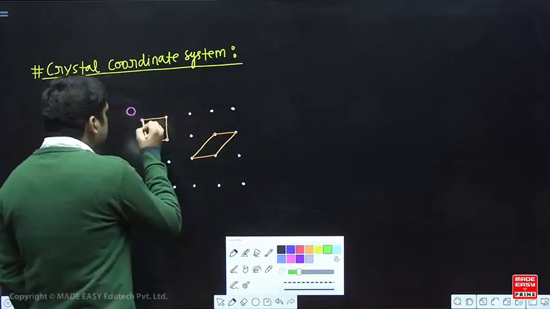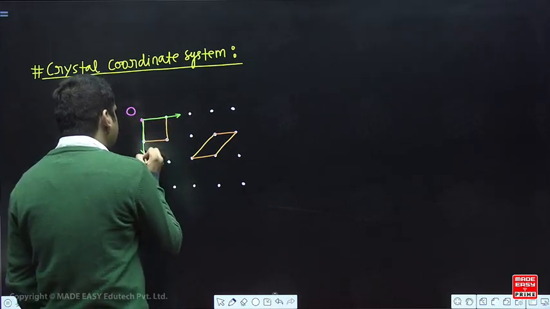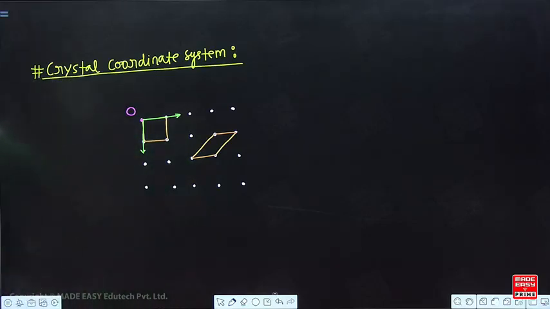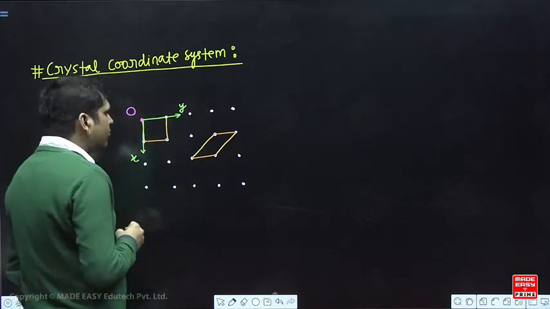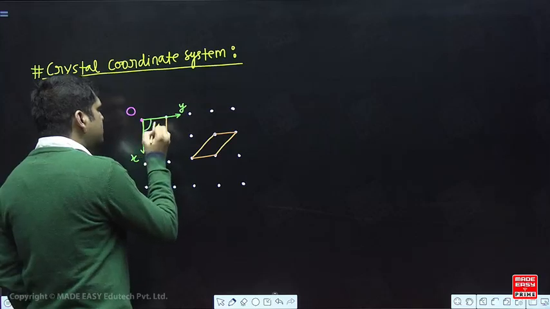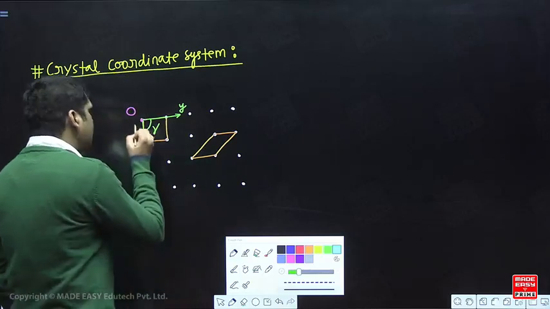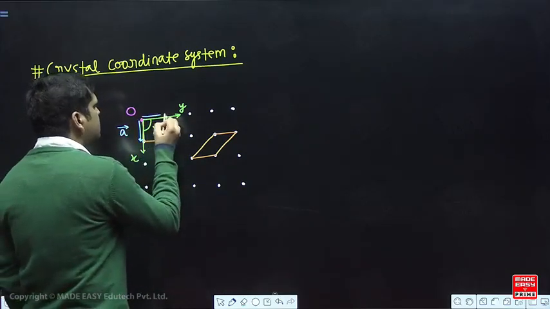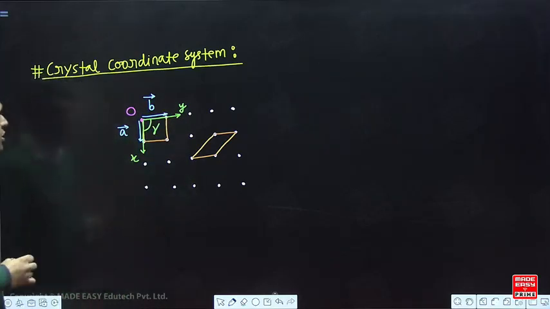Then the directions along the edges of the unit cell will define basis vectors. They are known as coordinate axes, right. So, suppose it is the x direction and it is the y direction. This angle is, let us suppose, gamma. So, the dimension of the unit cell along the x axis is basis vector A, and the dimension of the unit cell along the y axis is known as basis vector B.